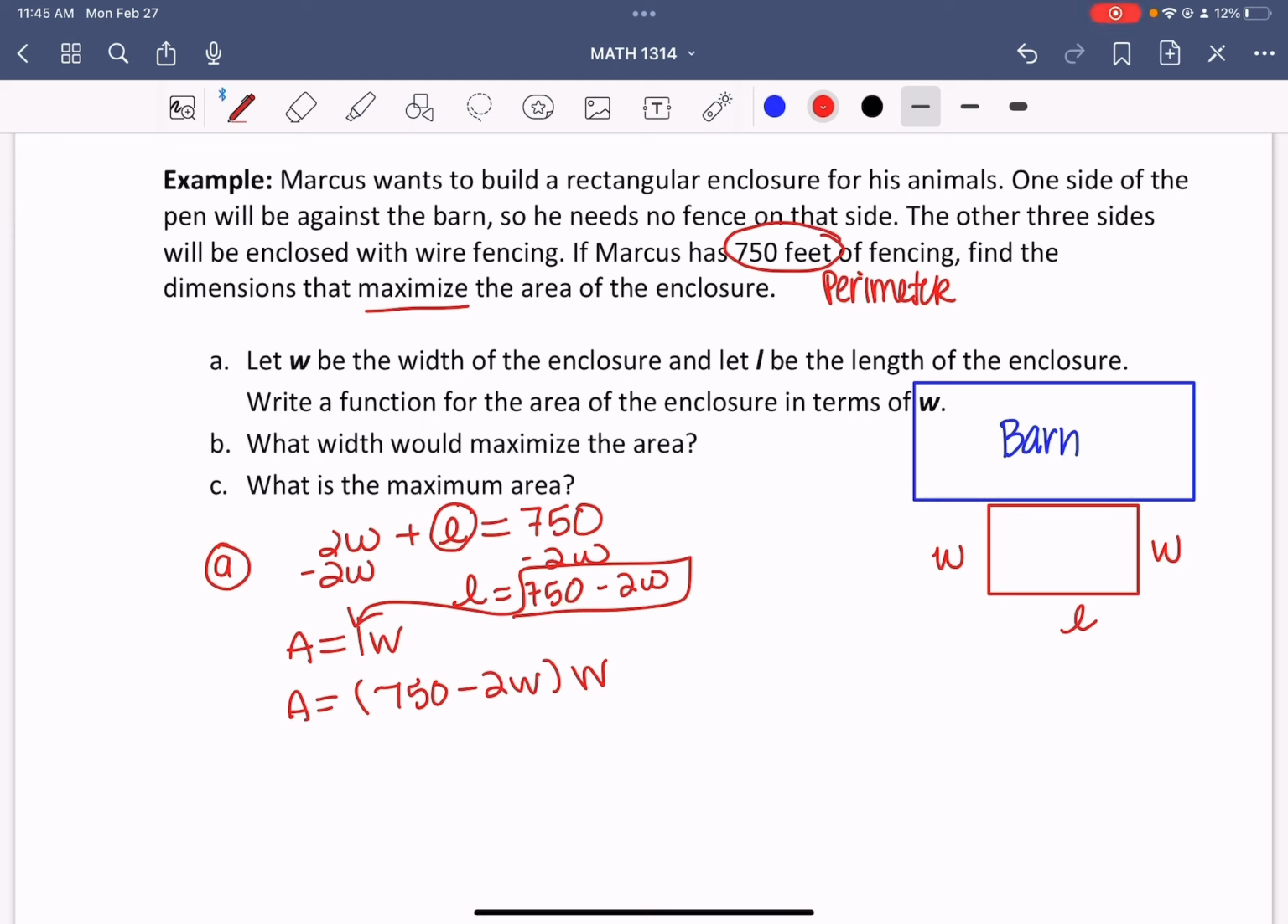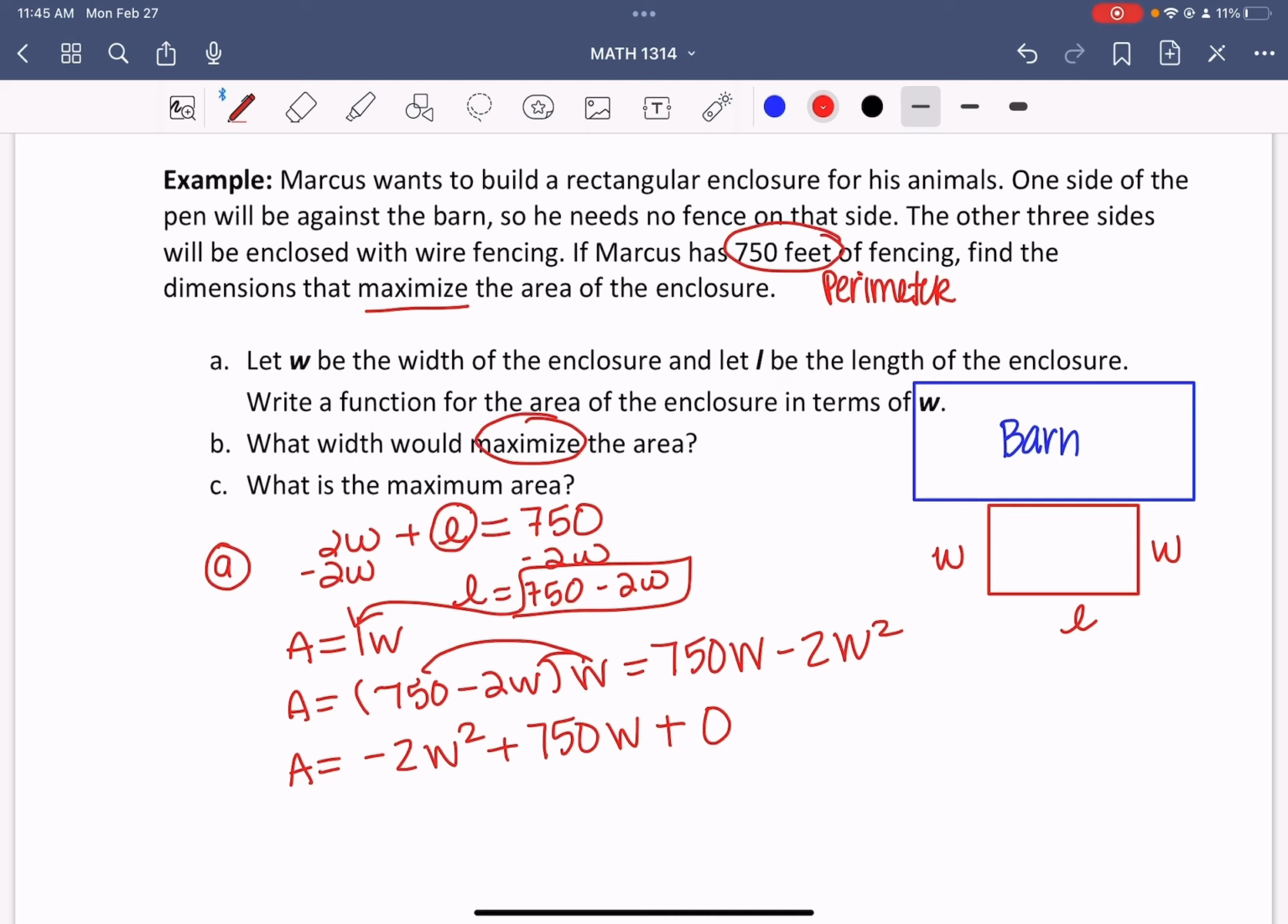And you may have been wondering, why are we even doing this? We've been working with quadratics. Well, when I distribute that into this, that gives me 750W minus 2W squared. And I now have a quadratic. If you'd like, I can put this into that standard form of ax squared plus bx plus c. So it would be negative 2W squared plus 750W plus 0 if you're looking for that C value. So in B it says, what width would maximize the area?